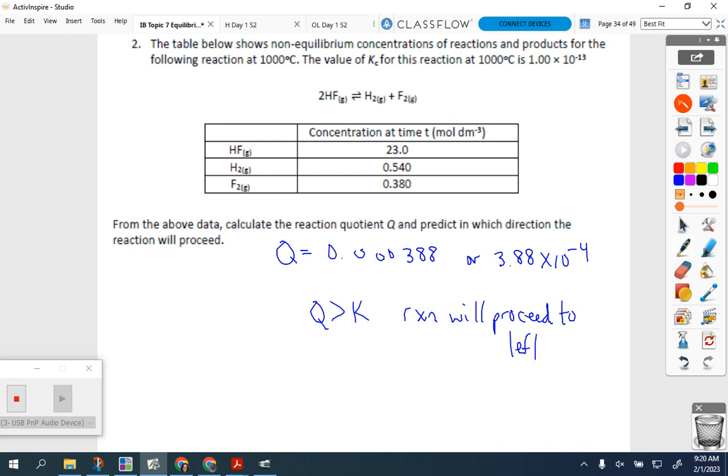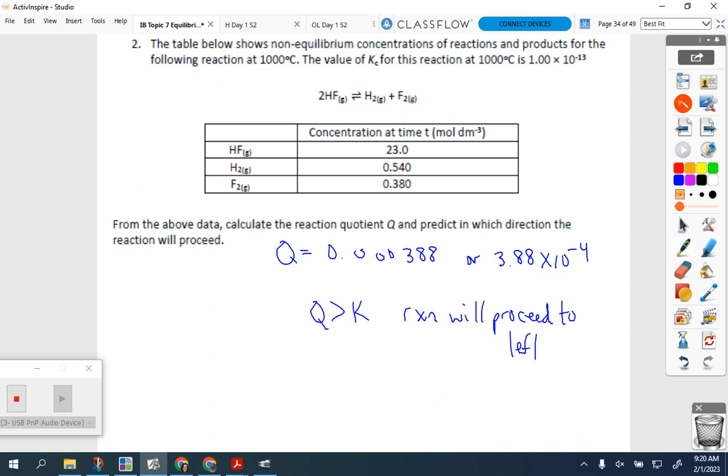All right, guys. So I think looking around, it looks like everybody got this one as well. So we have relatively small Q. However, our K is very, very, very small, 10 to the negative 13th. So our Q is bigger than K. Our reaction's going to proceed to the left. We're going to make more reactants.